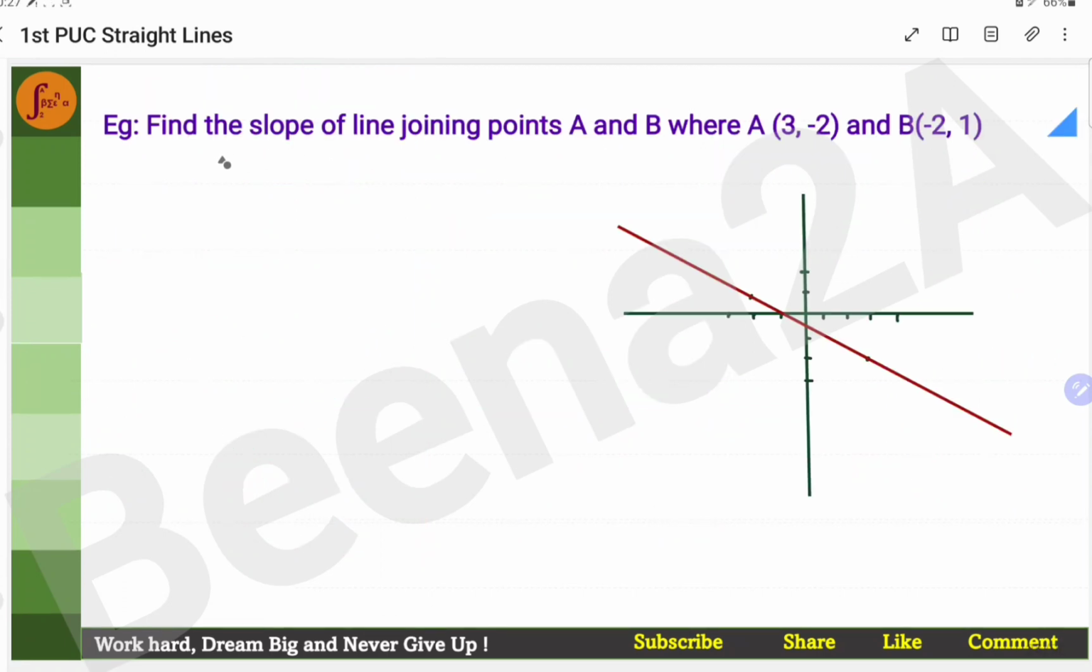Let's take an example. Find the slope of the line joining points A and B, where A is 3, minus 2 and B is minus 2 and 1. So you have A, which is 3 and minus 2. So this is A, 3 and minus 2, and this is B, minus 2 and 1. Now you have to find slope of this line.